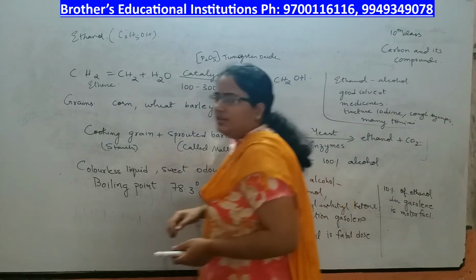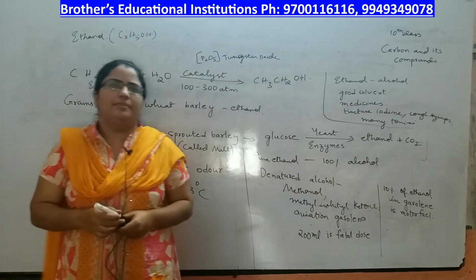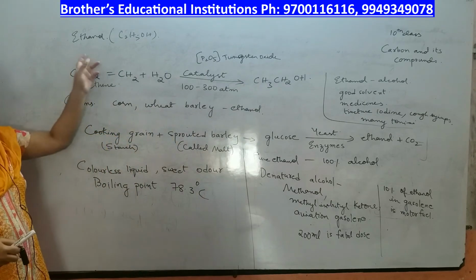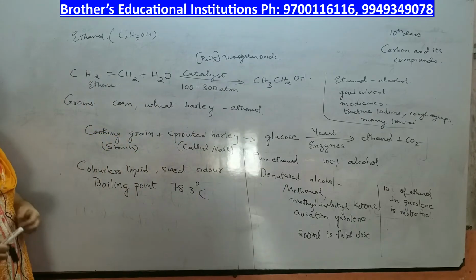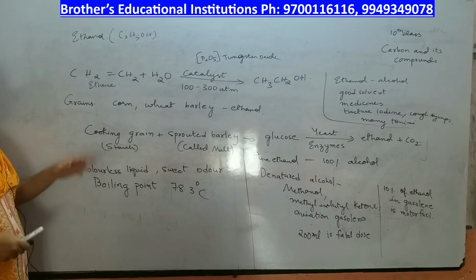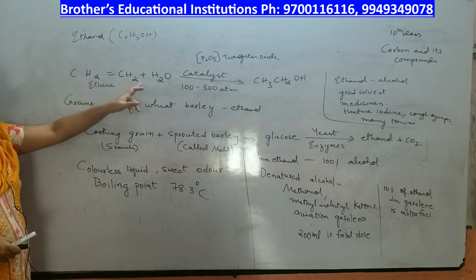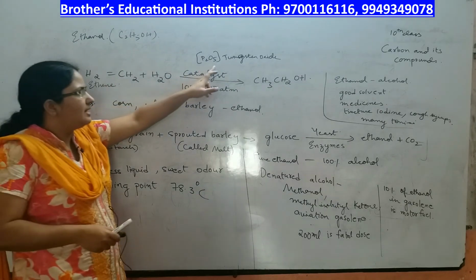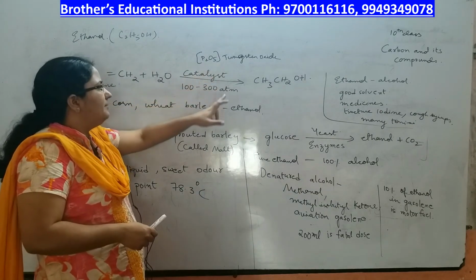Hello students, in today's class we shall discuss the making of two important carbon compounds. One is ethanol, the other one is ethanoic acid. Ethanol is prepared by addition of water vapor to ethene in the presence of catalysts like tungsten oxide and P2O5.